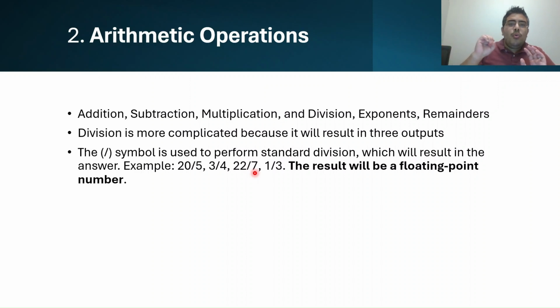All right, that could cause problems. So we'll talk about that in a little bit. But as I bolded over here, the answer is always going to be a floating point. Even if it's simple, like 20 divided by 5, it's going to be a floating point number.